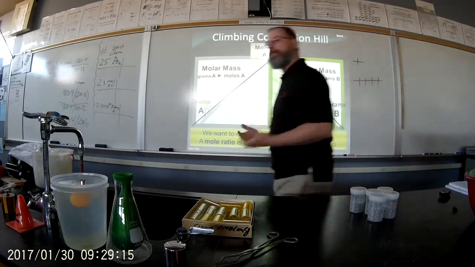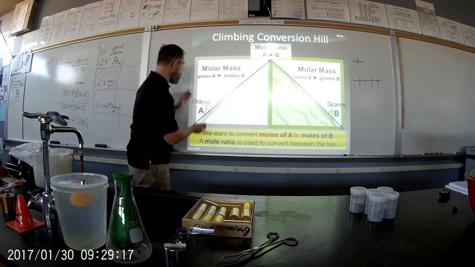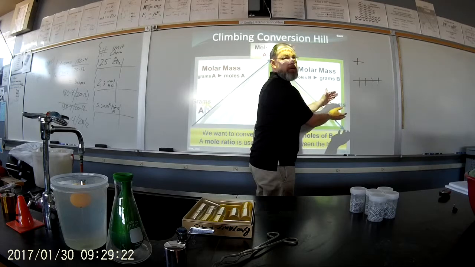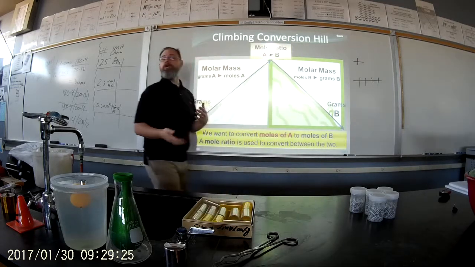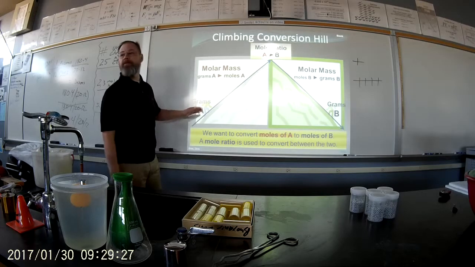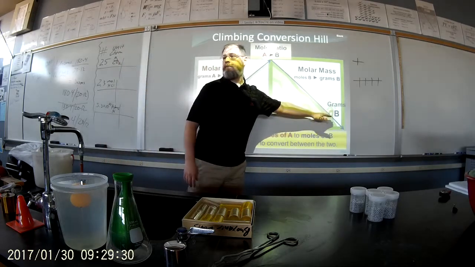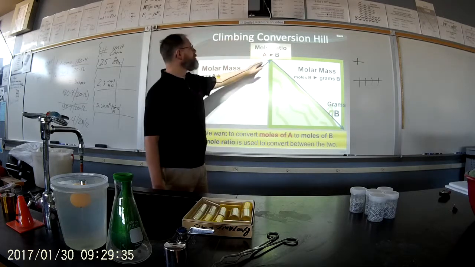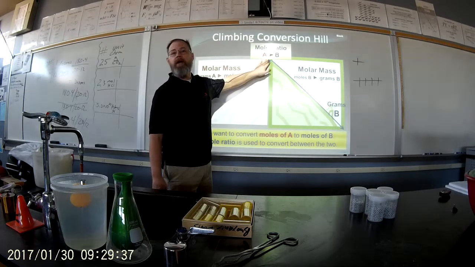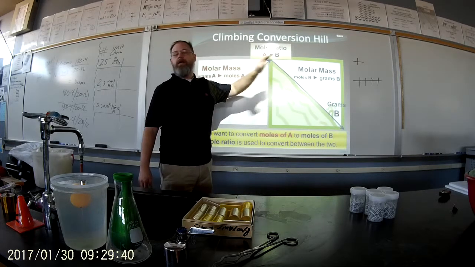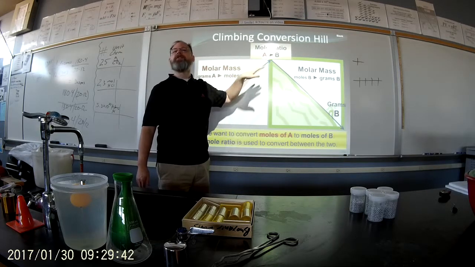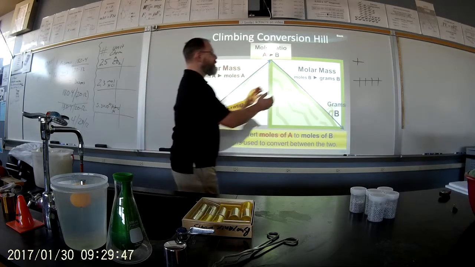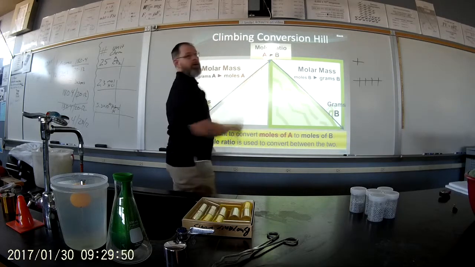In basic stoichiometry, we want to convert from grams of A to grams of B. But there is no conversion that exists to go from grams of one thing to grams of another thing. The only way we can convert chemicals is through a mole ratio, moles of A to moles of B. It's the only way. It's the translator, if you will. The only way we can translate from chemical A to chemical B is through a mole ratio.